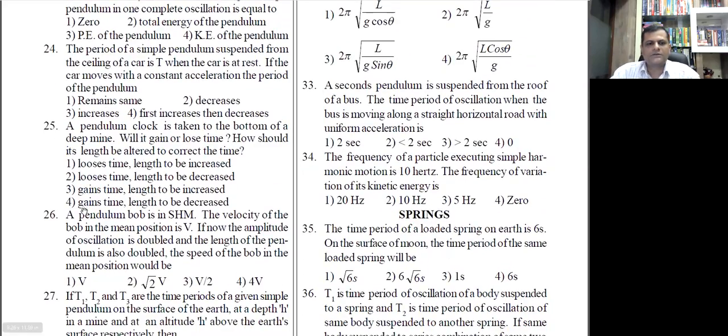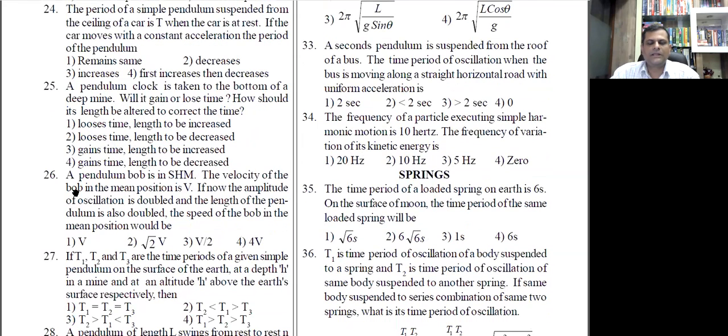Let us try this 26th question orally. The pendulum bob is in SHM. The velocity of bob in the mean position is V. Okay. If now the amplitude of oscillation is doubled and the length of pendulum is also doubled, then the speed of the bob in the mean position would be.